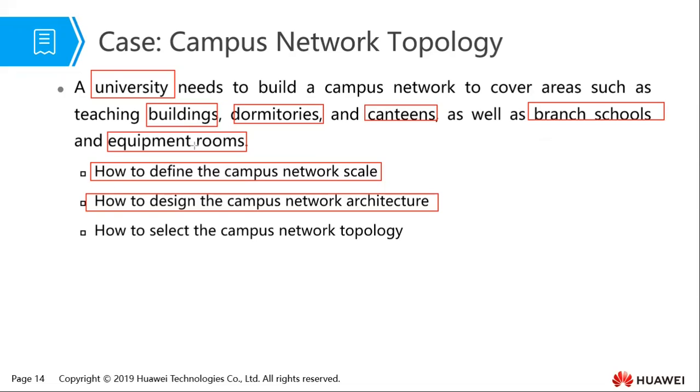Then which topology should we use? If we're using the 3-layer, of course, we are going to use the star topology between the access and aggregation layer, and the dual star between the core layer and the aggregation layer, in order to ensure that we have redundancy and improve network reliability. So that answers these 3 questions.